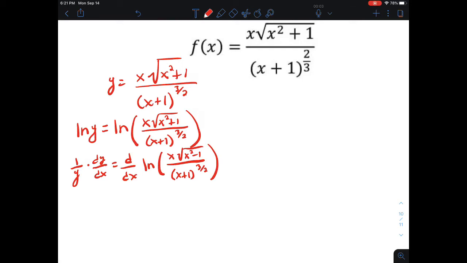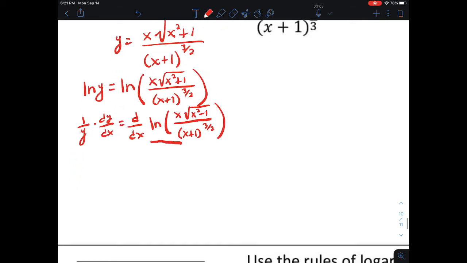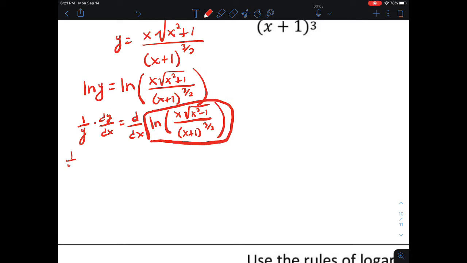Well, before we differentiate, we're going to use the properties of logs, and we're actually going to expand this whole piece here. And what we have is 1 over y times dy over dx is equal to the derivative with respect to x. Now, I want to break that ln into as many pieces as I possibly can. And so we break up, we have multiplication, we have division, we have exponent powers.